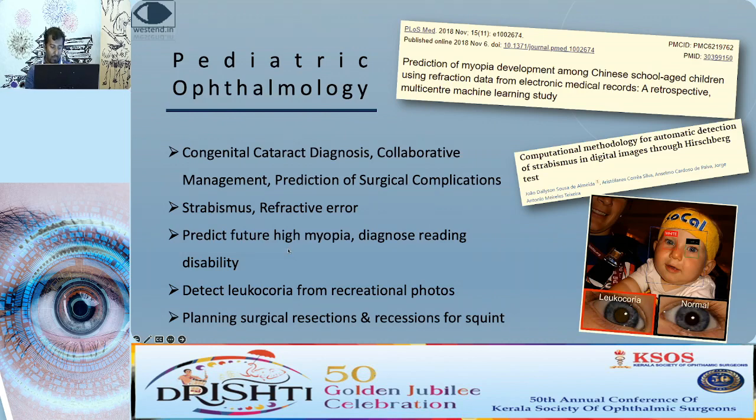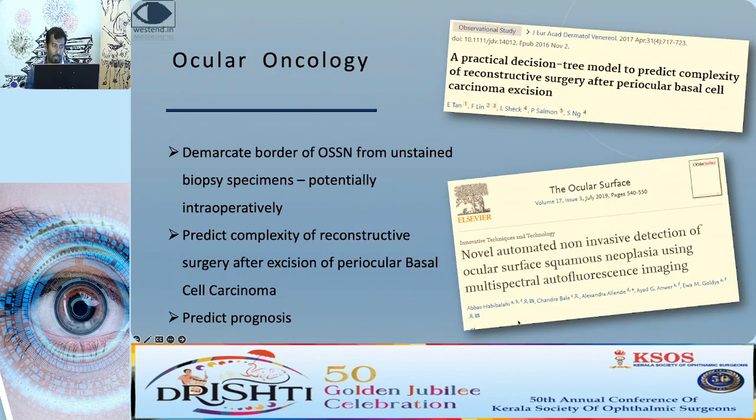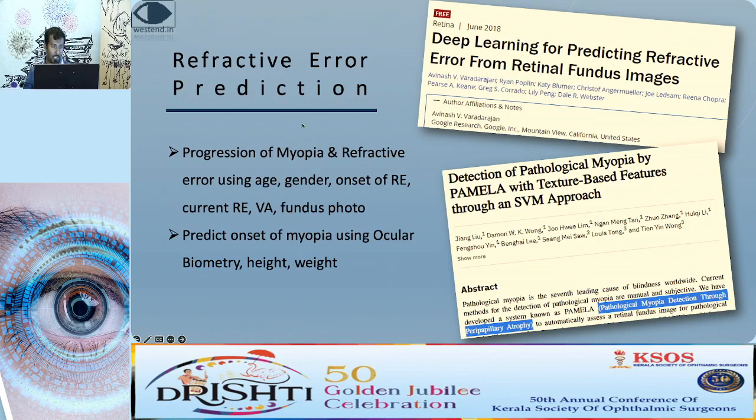AI can predict future high myopia, diagnose reading disabilities, and you can plan surgicals, recessions, everything can be planned with AI. And without staining, AI can potentially demarcate the border of OSSNs, because AI can detect subtle differences. Even in BCC surgery and any micro surgeries, you can find the margins and predict the prognosis as well. You can predict refractive error progression.